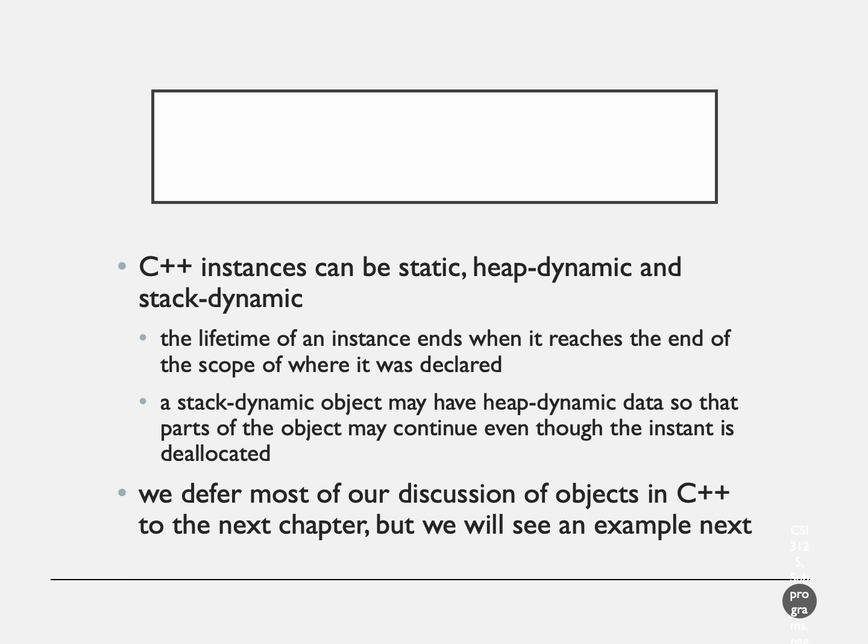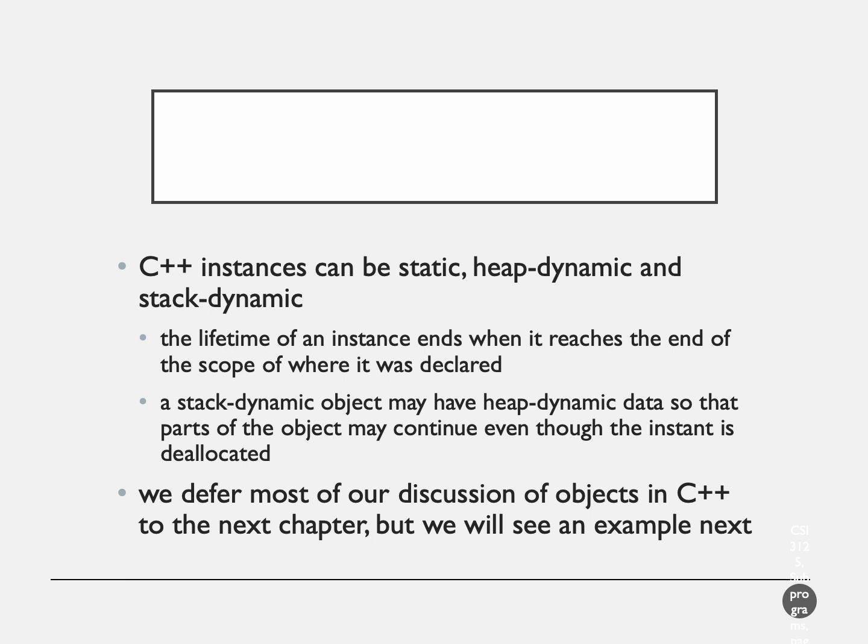So when we work with C++ objects, it's important to understand the lifetime and storage type of those instances. C++ supports three kinds of instances. Static instances exist for the entire duration of the program. Stack dynamic instances are created and destroyed as they enter and exit scope. Think of local variables declared in a function. Heap dynamic instances created using new exist until explicit deallocation using delete.